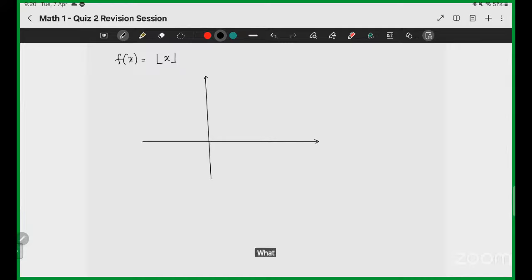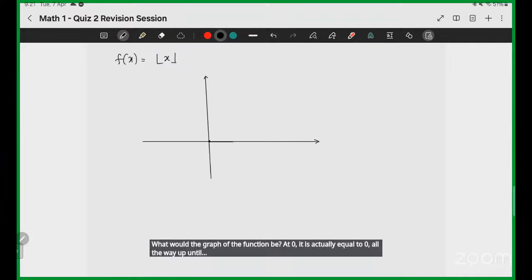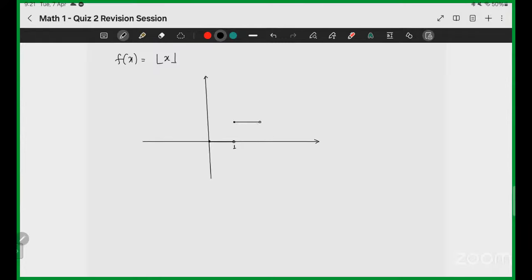What would the graph of the function be? At 0, it is actually equal to 0, all the way up until 1. At 1, it has a jump. This same jump happens at every integer point. And a similar thing over here also.